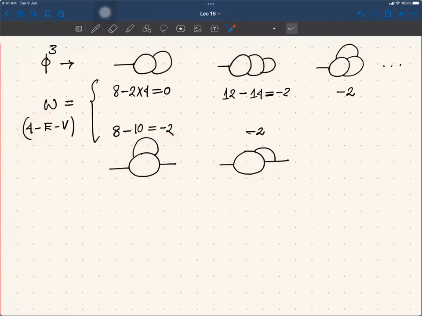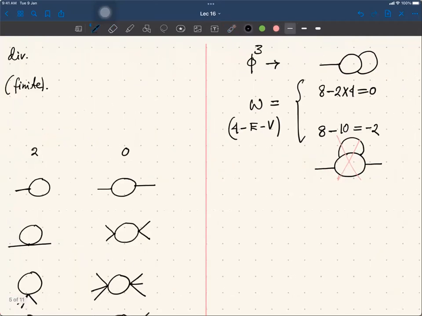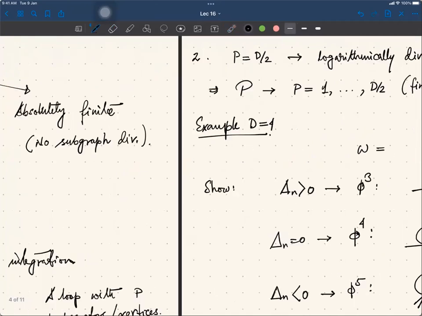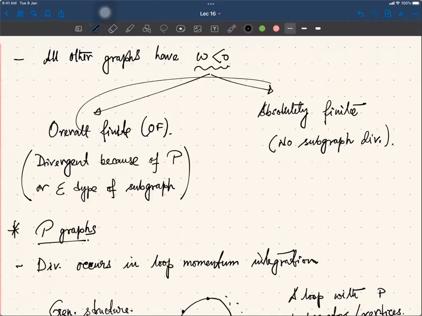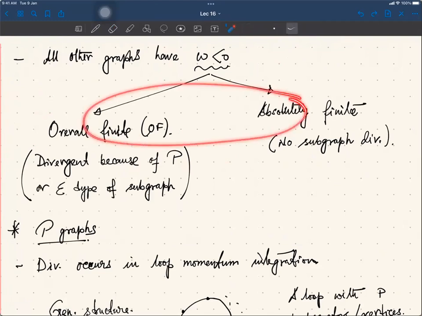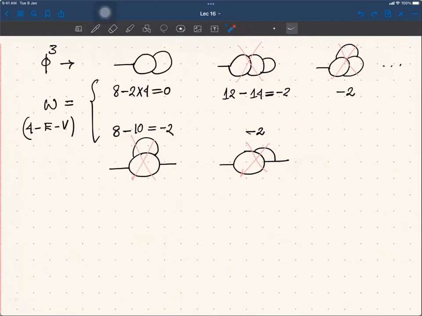So we use the process of adding more loops on the primitive graphs and arrived at this type of graphs, and we see that these cannot be included in E because they have omega less than 0. Now omega less than 0 graphs are of two types: one is overall finite and the other is absolutely finite. We can check that also for these 4 graphs. Which one is overall finite and which one is absolutely finite?